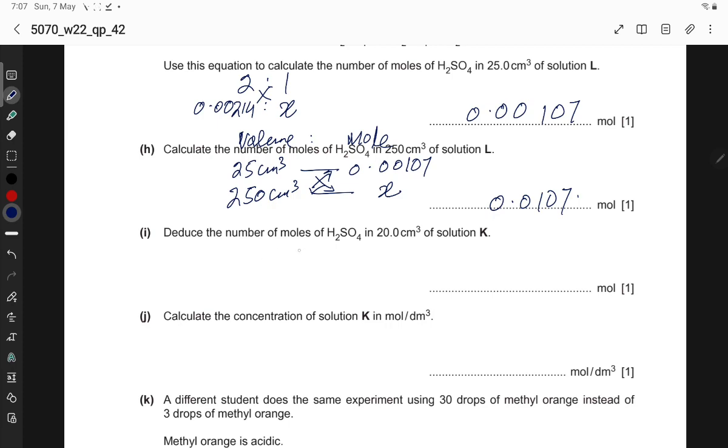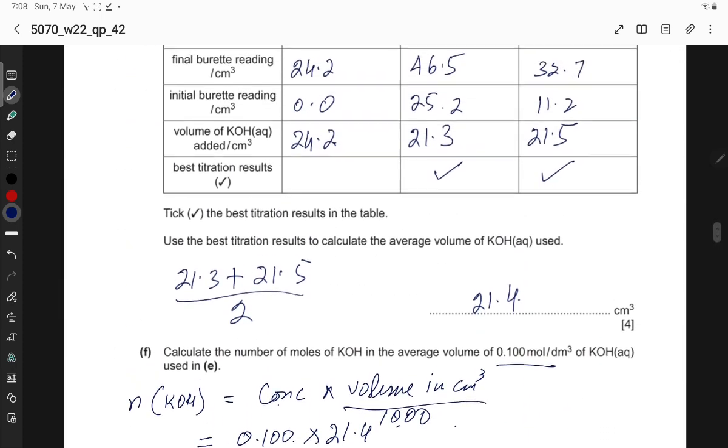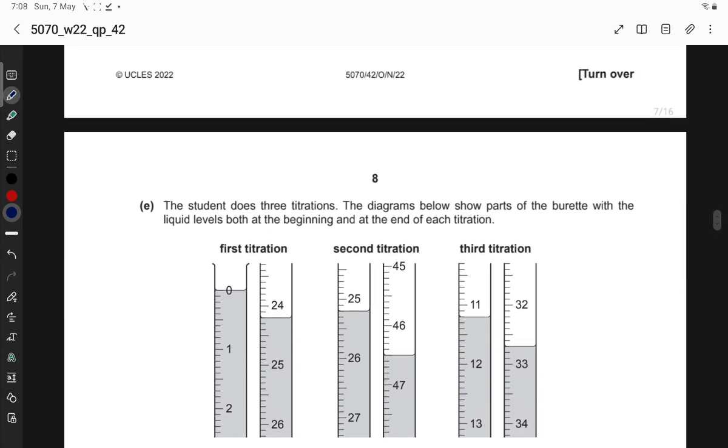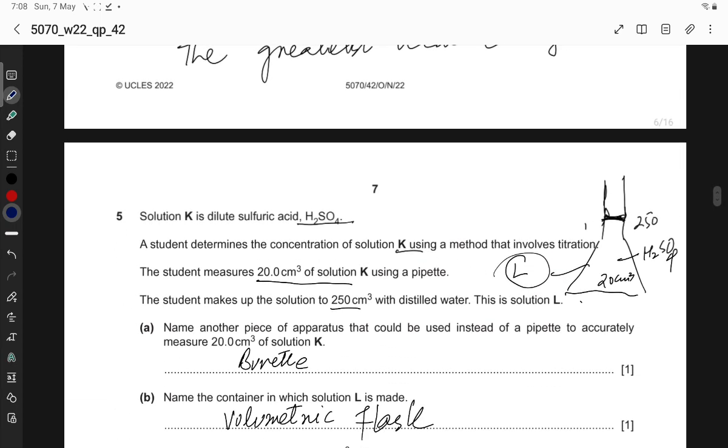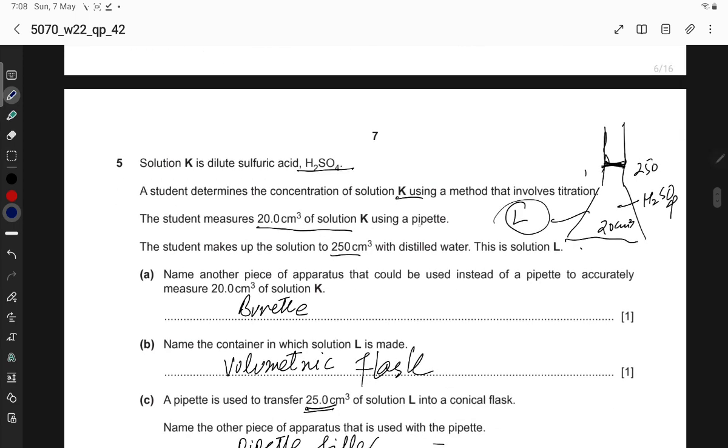Calculate the number of moles of sulfuric acid in 20 centimeter cube. So this is again 0.0107, because 20 centimeter cube of solution K is used with the pipette.